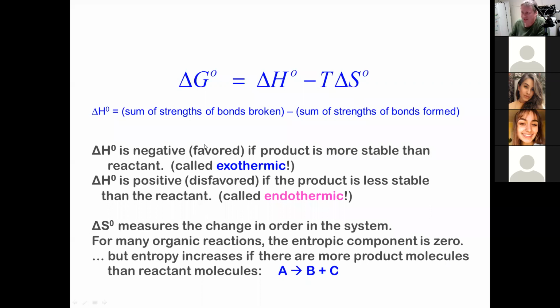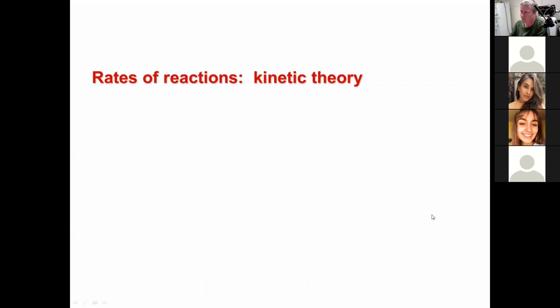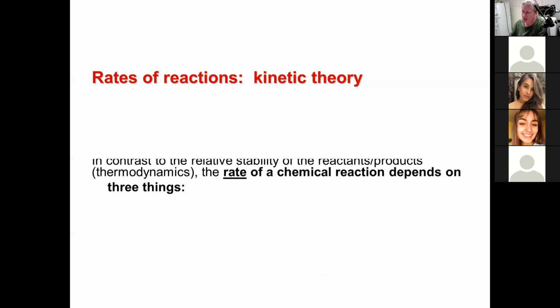Delta H will be really easy too, because we can just calculate it. We will calculate it, probably next chapter. So, rates of reactions. That was a little bit of thermodynamics. There's a little bit on kinetics. And kinetics is a pretty complicated thing. We're just going to review a couple principles for kinetics for now.